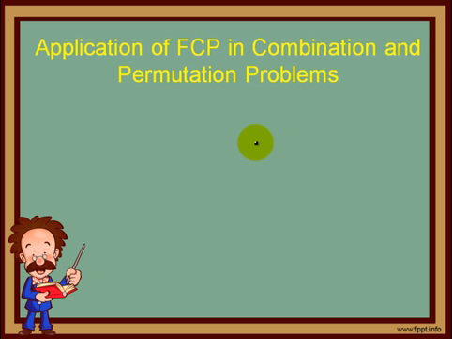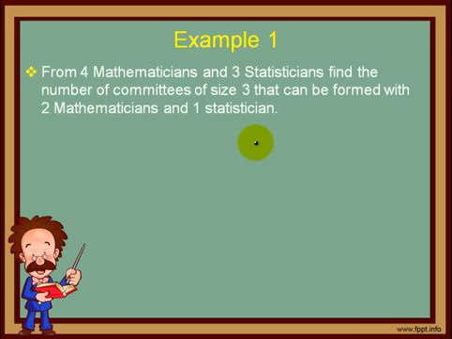Application now of fundamental counting principles in combination and permutation problems. So, naay problem nga kailangan pa ka mag-solve og combination and permutation, then i-apply nimo siya sa fundamental counting principle. Example 1. From 4 mathematicians and 3 statisticians, find the number of committees of size 3 that can be formed with 2 mathematicians and 1 statistician. So note, tulo ka size 3 nga committee.